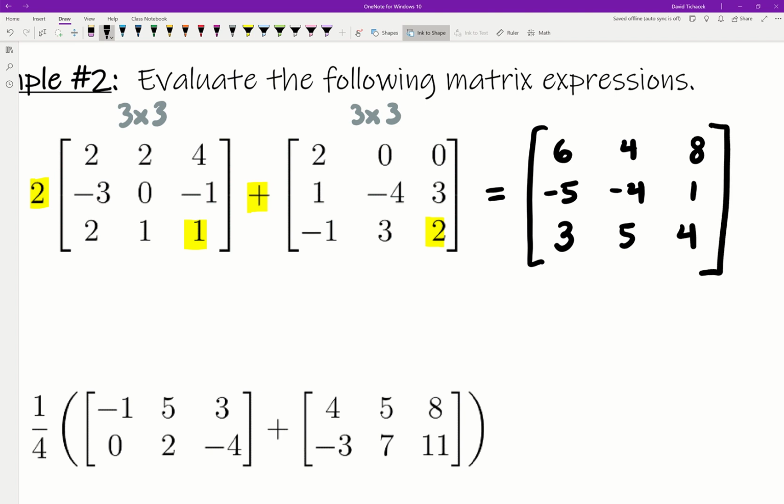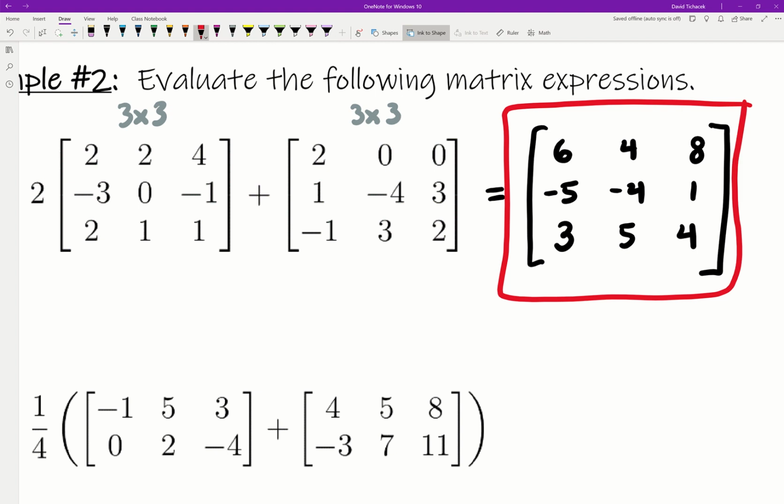And again, you know you're finished when you've gone through and you've performed all the operations with all the different entries here. And you also know that you're finished whenever you end up with the order that you know you need to end up with here, right? We have 2 different 3x3s. We know that our answer here is a 3x3, so that is pretty good. We'll go ahead and box that one up as our result, okay?